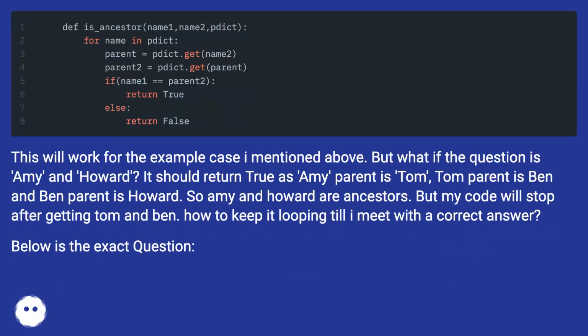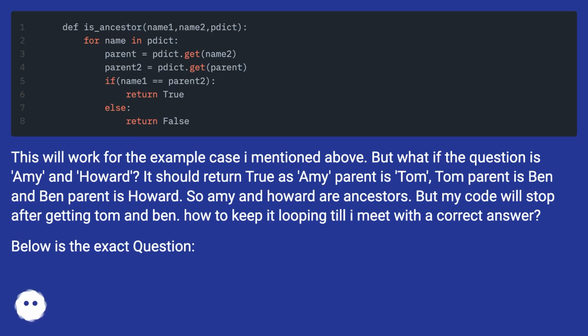This will work for the example case I mentioned above. But what if the question is Amy and Howard? It should return true, as Amy's parent is Tom, Tom's parent is Ben, and Ben's parent is Howard. So Amy and Howard are ancestors. But my code will stop after getting Tom and Ben. How to keep it looping till I meet with the correct answer?